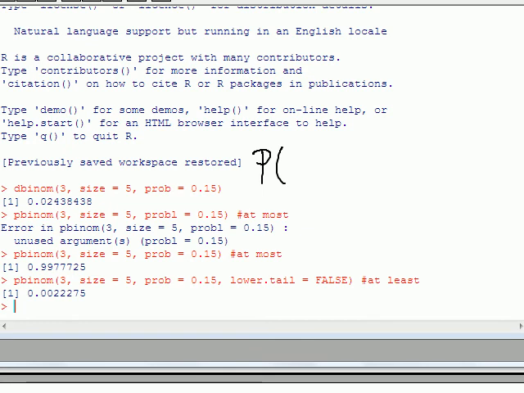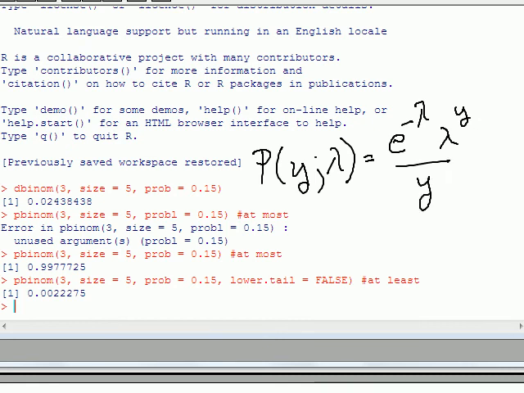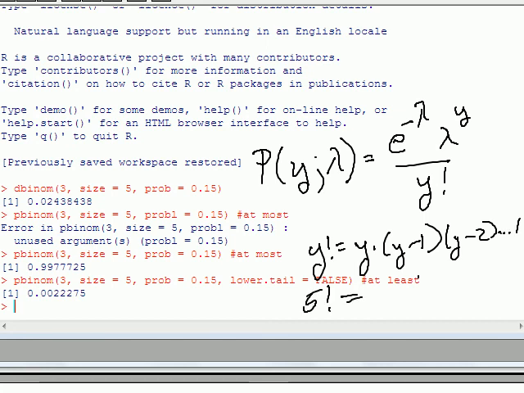I want the Poisson probability distribution for some value y, in a case where the lambda is the average. E to the minus lambda, lambda to that y value over y factorial. And you remember y factorial is y times y minus 1 times y minus 2 all the way down to 1. So 5 factorial is 5 times 4 times 3 times 2 times 1. And of course calculators have the factorial button on them. But that factorial is important in case you forgot that from algebra.